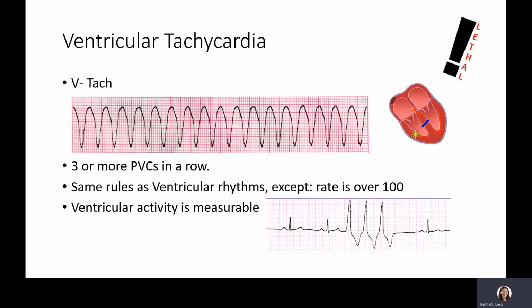This first one is considered VTAC. You have what looks like tombstones. This has 3 or more PVCs in a row. They follow the same rules as ventricular rhythms, except the rate is going to be over 100. The ventricular activity is measurable, so we'll talk about that in a little bit. But I want you to be aware of this look that looks like tombstones. It's very important that you can see the QRS is wide and it comes from the ventricles. Remember, 3 PVCs in a row would indicate a run of VTAC.